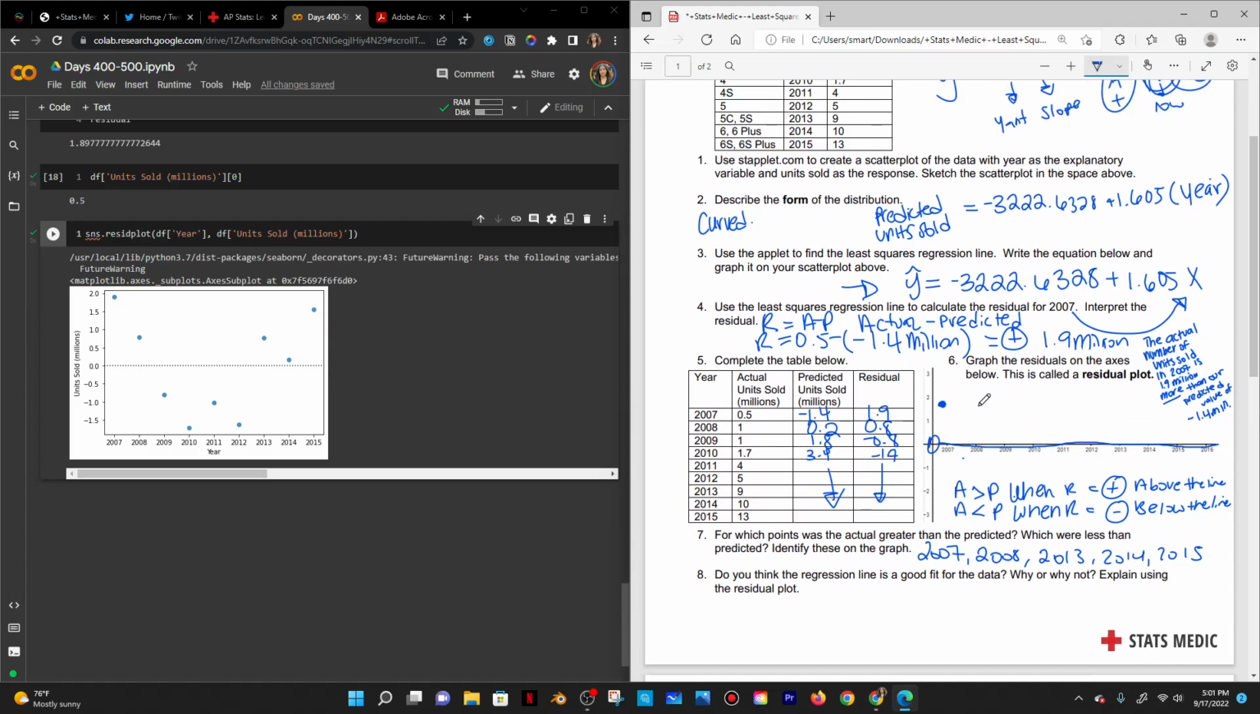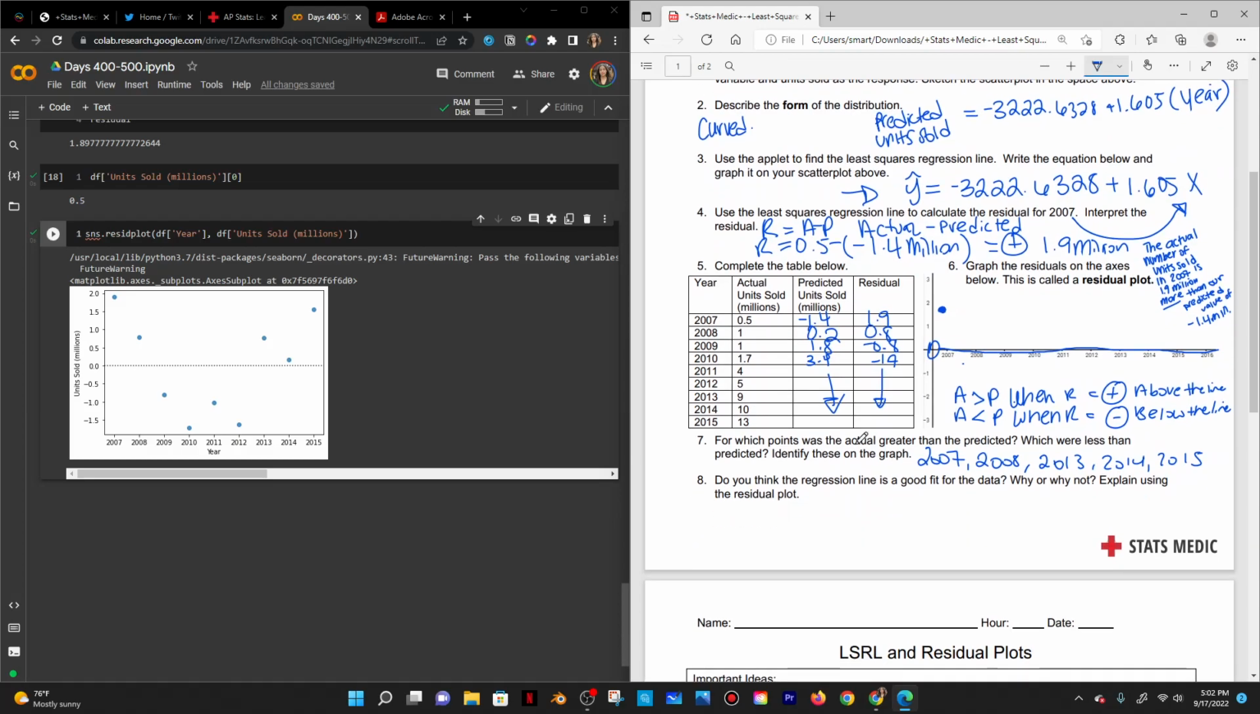Because it's never perfect, so in 2007 your residual was really high, meaning that your actual was actually greater than your predicted value, right? And so you had a higher difference, right? And so really you want your residual to be close to zero. And that's where this comes in. So your residual plot kind of tells you, hey, is the line that you just used to predict these values really the best line to use?